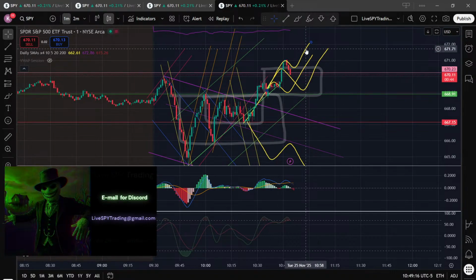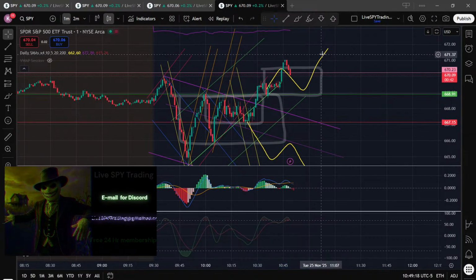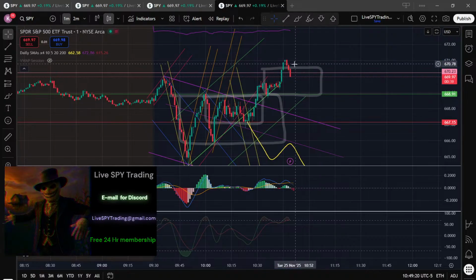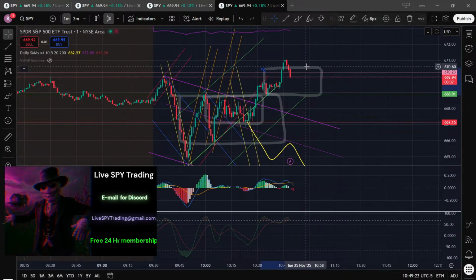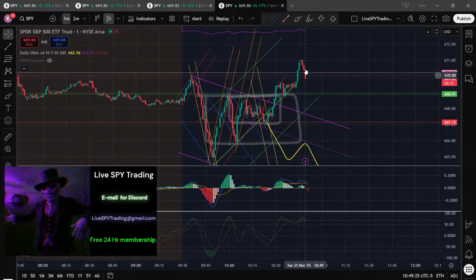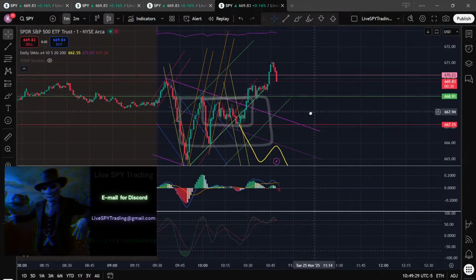Okay, I'm gonna clean up this chart just a bit. This candle right here took me out, so. Okay, next setup. See what we got.